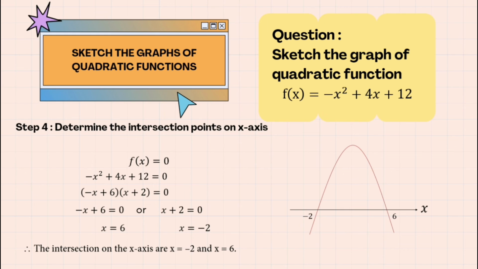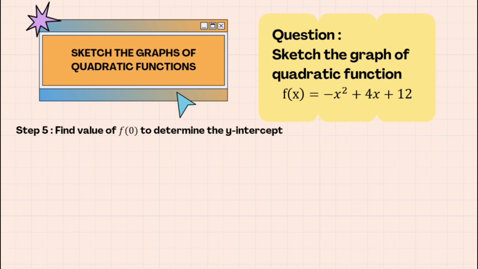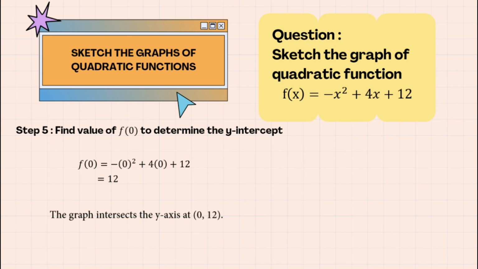Let's move to the last step before we start sketching. The last step before we fully sketch the graph is we need to find the value of f(0) to determine the y-intercept. So in the function, substitute x with 0 and then we will get the value 12. This means the graph intersects the y-axis at coordinate (0, 12).